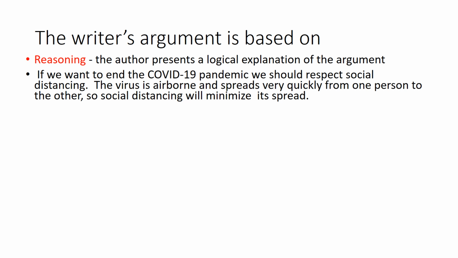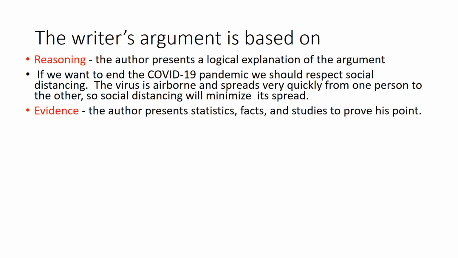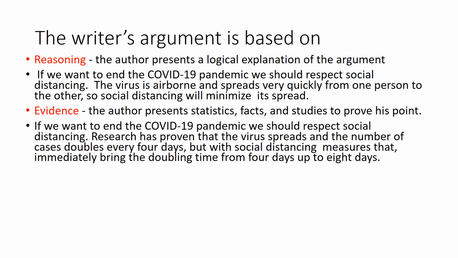The second way an argument can be based is on evidence. The author presents statistics, facts, and studies to prove his point. Looking again at the COVID-19 situation, if we want to end the COVID-19 pandemic, we should respect social distancing. Research has proven that the virus spreads and the number of cases doubles every 4 days, but social distancing measures bring the doubling time from 4 days up to 8 days. So here the writer is proving his argument based on research, and he gives us facts that have been proven by research. That is, he bases his argument on evidence.